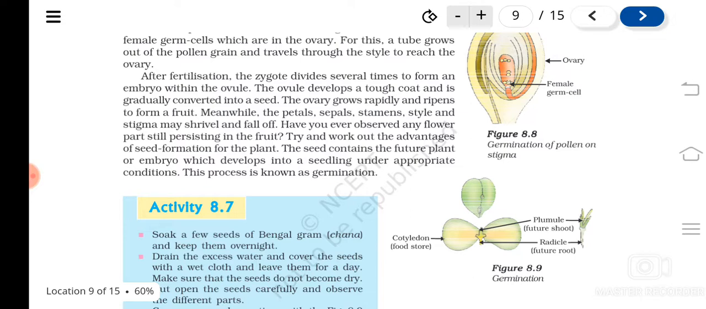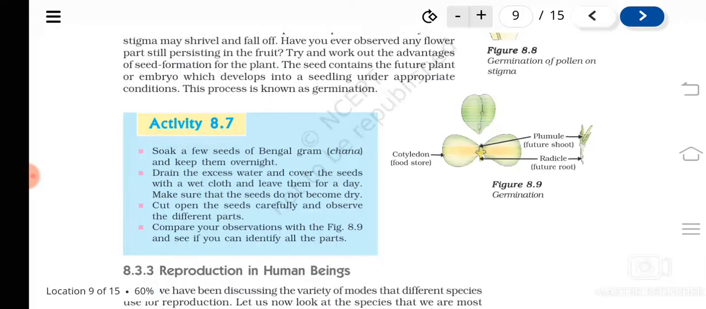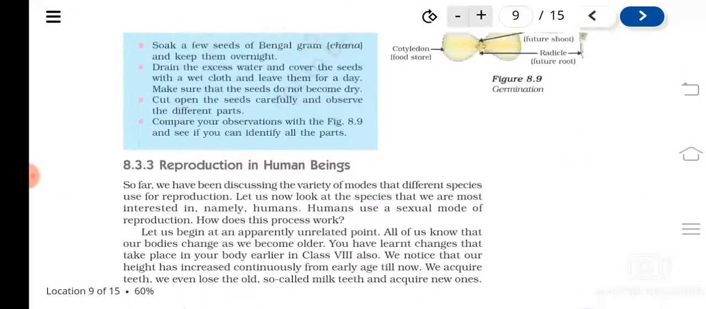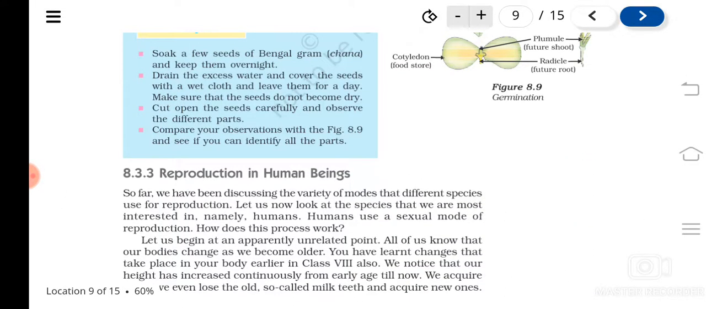And then what we learned, I told you already in the seeds. You can see cotyledons, which store food for them. And the zygote will develop into the embryo. The embryo will have plumule and radicle. Plumule will grow into the future shoot, and radicle will form the root. Understood? So about reproduction in plants you understood.